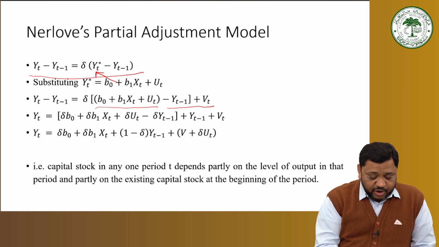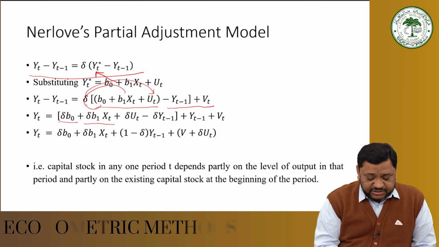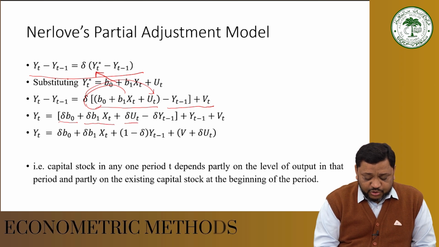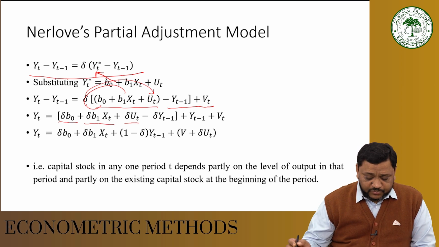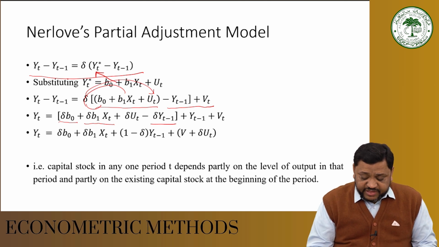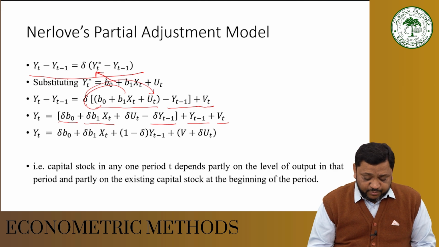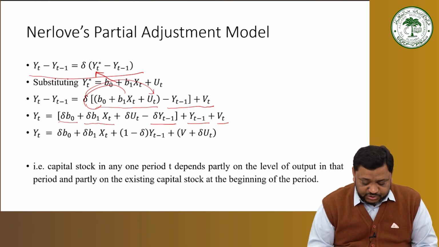This, when we open up, we put gamma inside the bracket and open this bracket, what we get is gamma beta naught plus gamma b1 xt plus gamma ut minus gamma Yt minus 1. Then we have Yt minus 1 plus Vt. This we get by algebraic manipulations.